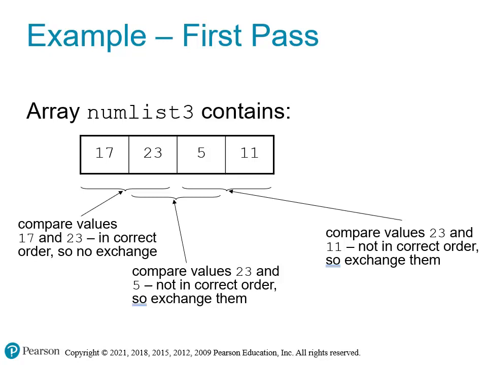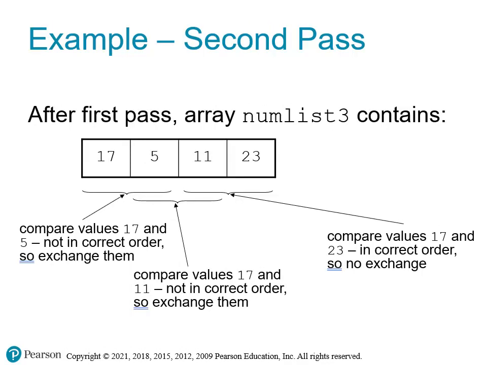Finally, we compare 23 and 11. Again, these are out of order, so we swap them. The array now reads 17, 5, 11, 23. Note that after one pass, the largest number 23 has bubbled up to its correct position at the end of the array. Now let's proceed with the second pass.